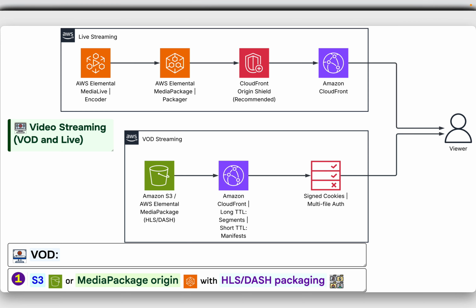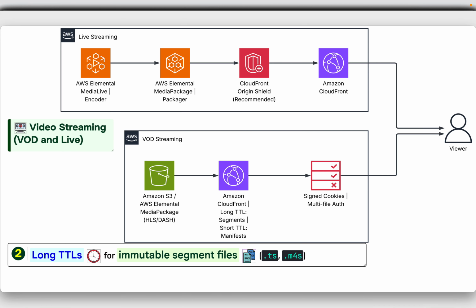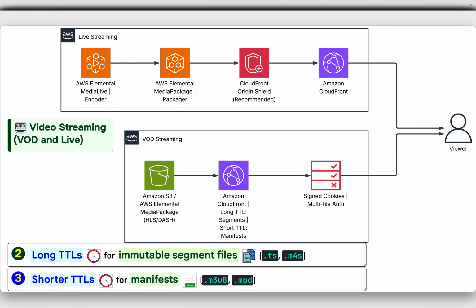S3 or MediaPackage origin. Use S3 or MediaPackage origin with HLS packaging for video on demand content. Then use long TTLs for immutable segments with .ts and .m4s extensions. Then use shorter TTLs for manifests with .m3u8 and .mpd extensions.